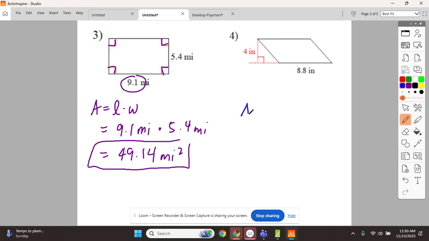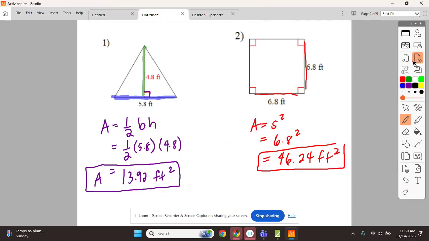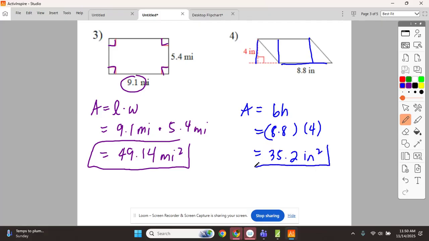Next, number four. This is a parallelogram. So the parallelogram has a formula of, let's go back to the cheat sheet here, base times height. Again, the height has to be 90 degrees, standing as an altitude. So this is your height, this is your base. If you notice, the height here is outside the figure, but that is 4 inches, the same thing as the 4 inches here and the same thing over here. The formula is base times height. So the base here is 8.8 and the height is 4 inches. So 8.8 times 4 inches is going to give us 35.2 inches squared. And that is the area of this parallelogram.